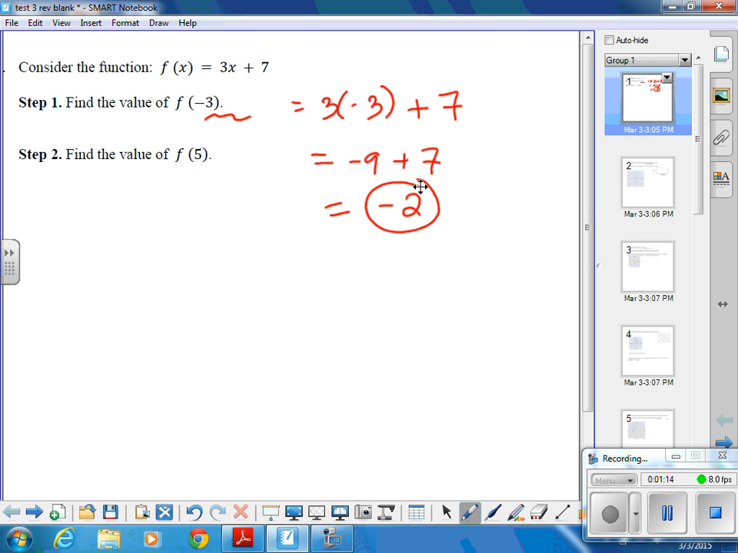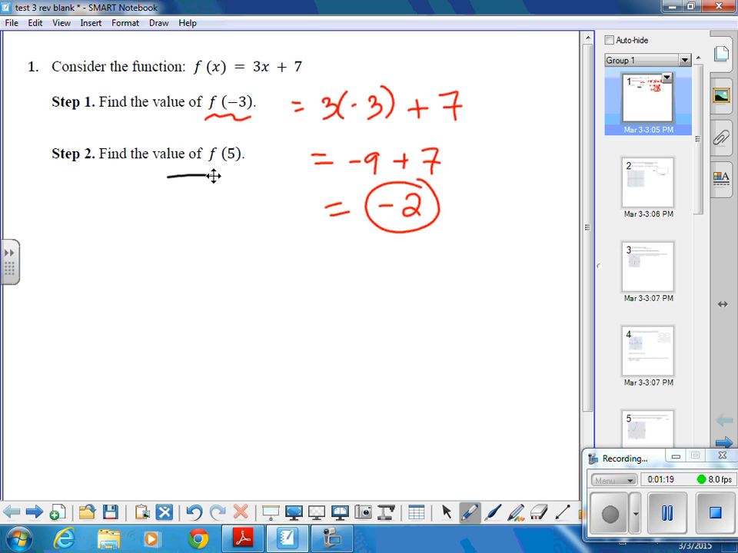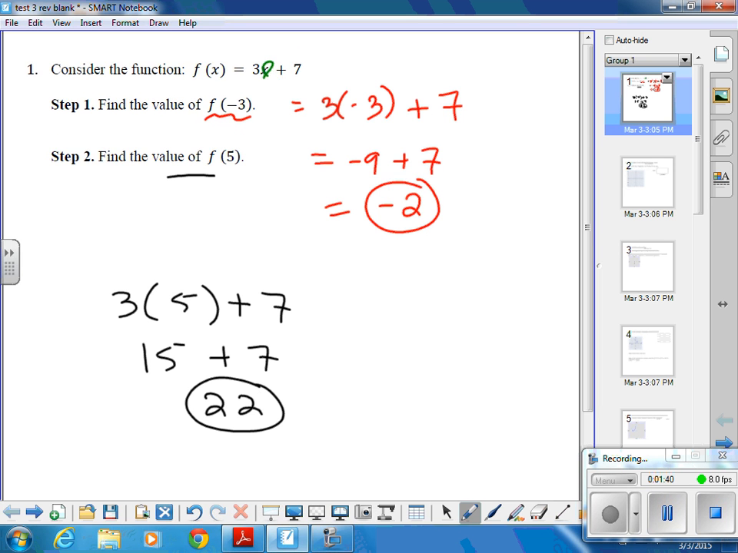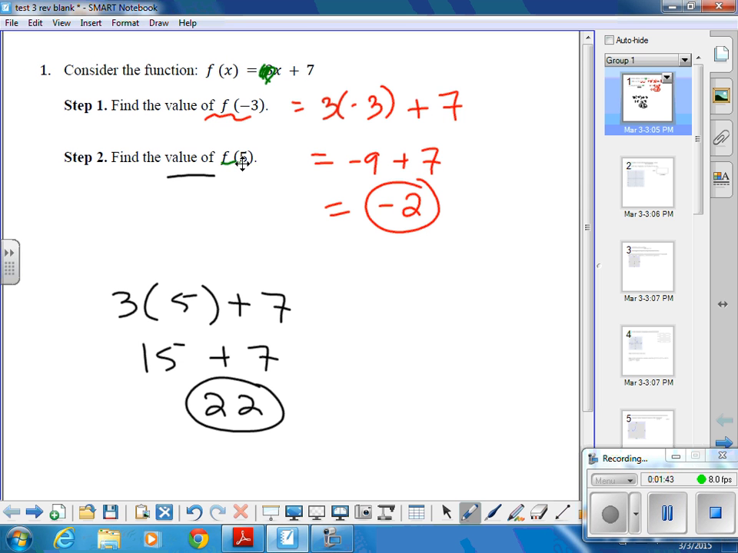The next one, I do the exact same thing, except I'm going to be using -5, like that. So I get 3 times 5 plus 7, okay? So 3 times 5 is 15. Plus 7, I'm going to end up adding these two together, and I should end up with 22 for my final answer. Don't worry about the f of the number. F of the number just means replace x with whatever that number is there, okay? Nothing fancy, that's all you got to do.